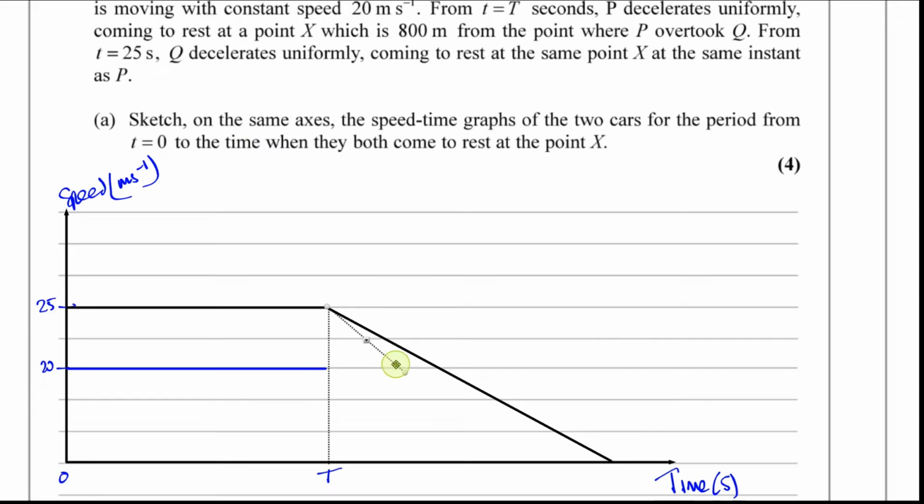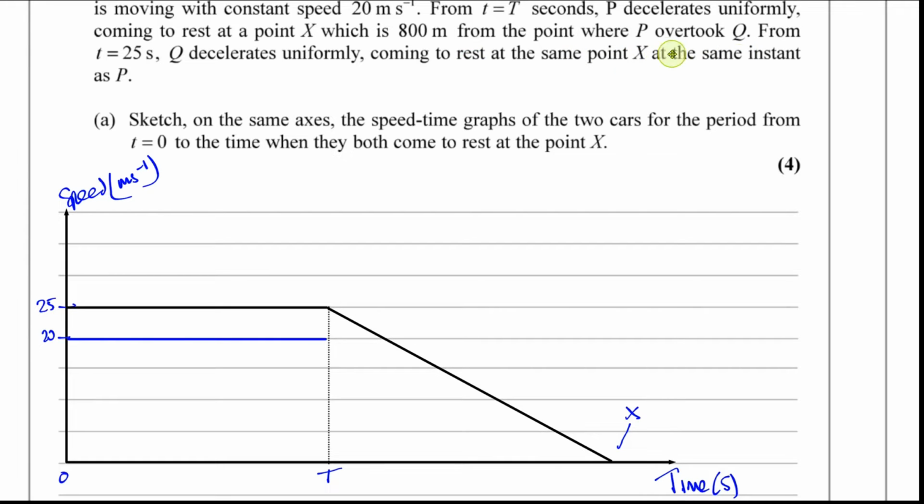That's P. This is going to be the point X, and the distance from the point where P overtook Q, which is here, is 800 meters. So the area under the whole of this trapezium is 800 meters. I'm going to make this a bit higher because I think it'll be better. Just say that's 20 and that's 25.